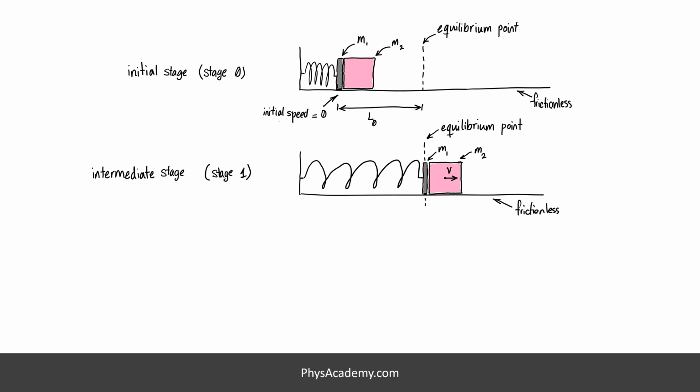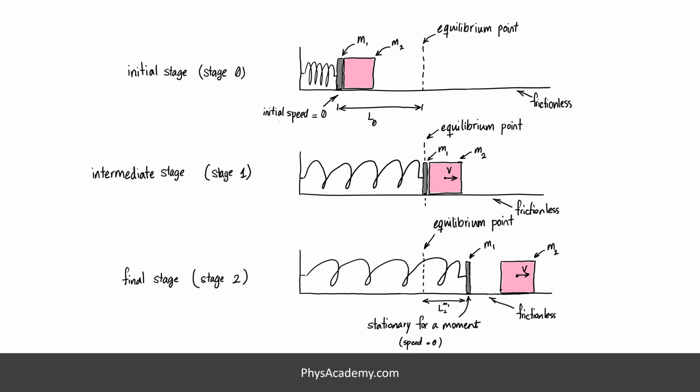Then in the second stage, both objects, together, pass the equilibrium point. At this point, the spring is at rest, meaning it is not compressed or stretched. Meanwhile, the kinetic energy is maximum, therefore, the objects' speed is as high as it can get. A moment after this stage, M1 will stretch the spring, therefore, its speed will drop, but M2 will continue its journey with a constant speed as nothing is pushing or stopping it.